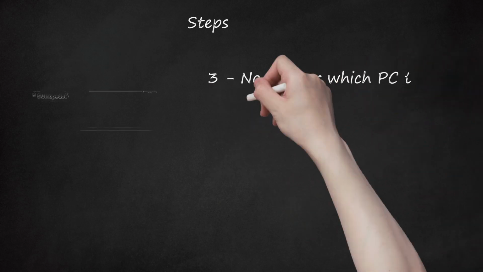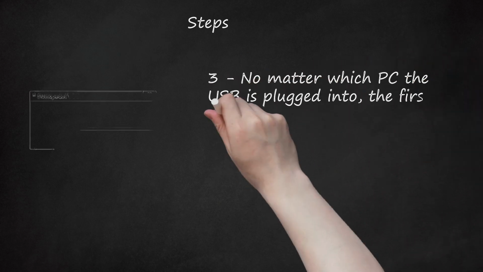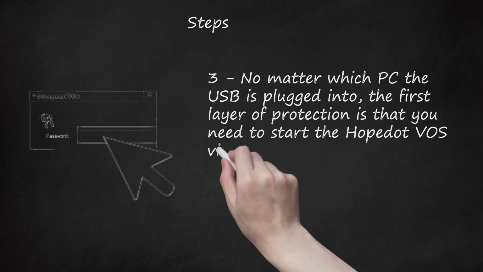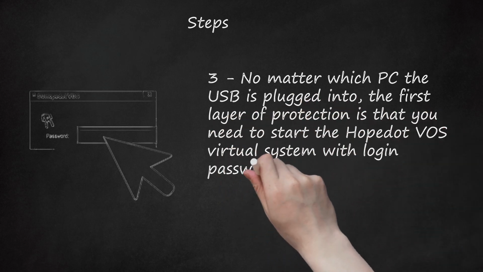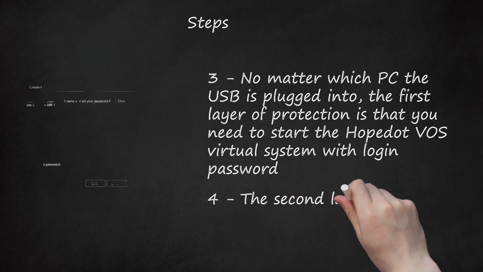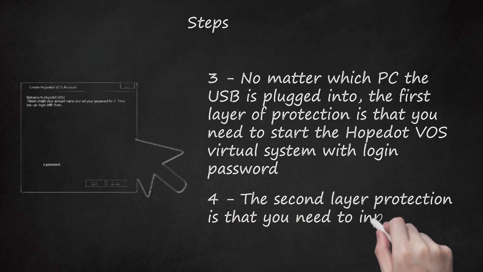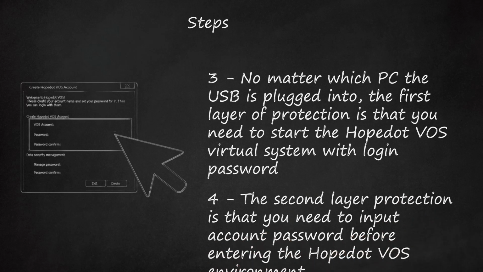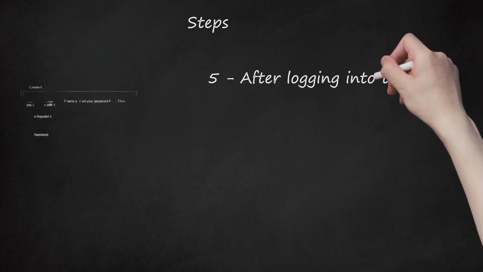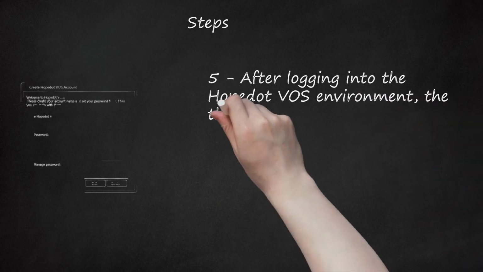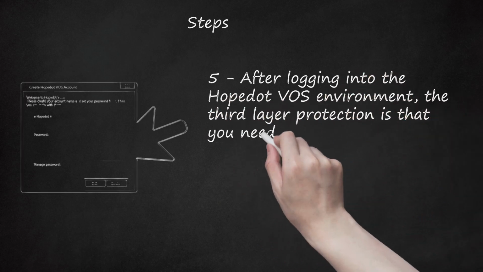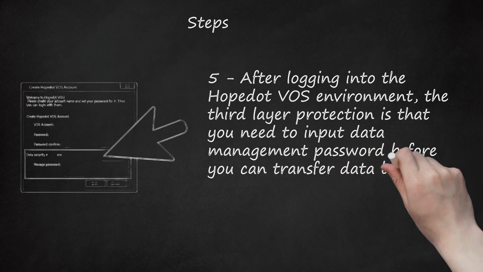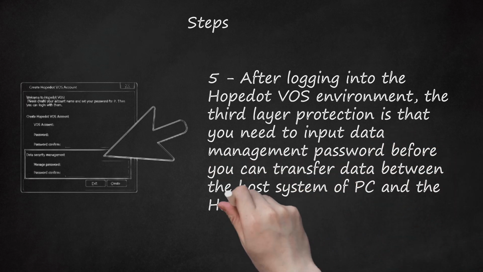3. No matter which PC the USB is plugged into, the first layer of protection is that you need to start the Hopedot VOS virtual system with a login password. 4. The second layer of protection is that you need to input an account password before entering the Hopedot VOS environment. 5. After logging into the Hopedot VOS environment, the third layer of protection is that you need to input a data management password before you can transfer data between the host system of the PC and the Hopedot VOS environment.